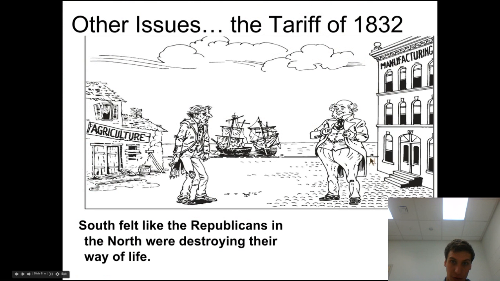For example, the United States government passed a law called the Tariff of 1832. In that tariff, it helped out manufacturing or factories, and it really hurt agriculture, making it more difficult to make money farming. So the South over here was kind of mad that laws had been made that helped out the North and made them poorer, because they felt like the North was destroying their way of life.